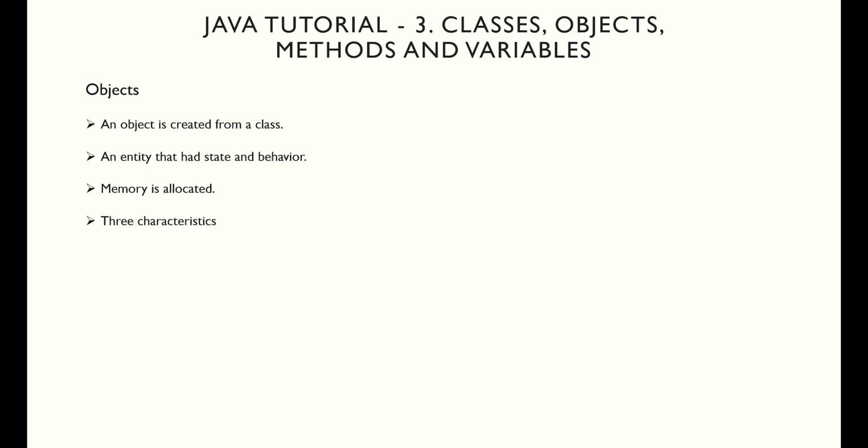An object consists of three characteristics: identity, state, and behavior. Identity. From the name itself, it implies unique ID. It won't be visible to us, and JVM internally maintains it. All we do is provide identifier. That is a name. State represents the data or the attributes of the object.